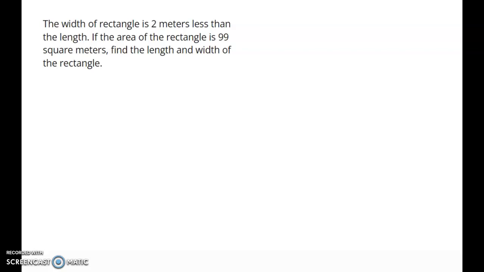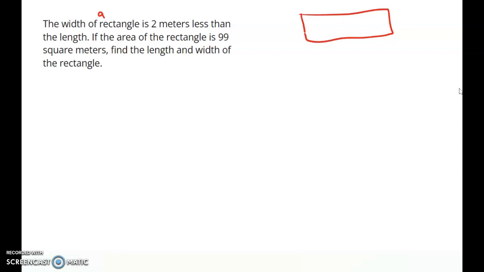The width of a rectangle is 2 meters less than the length. If the area of the rectangle is 99 square meters, find the length and width of the rectangle. So first thing I'm going to do here is draw a picture of a rectangle.